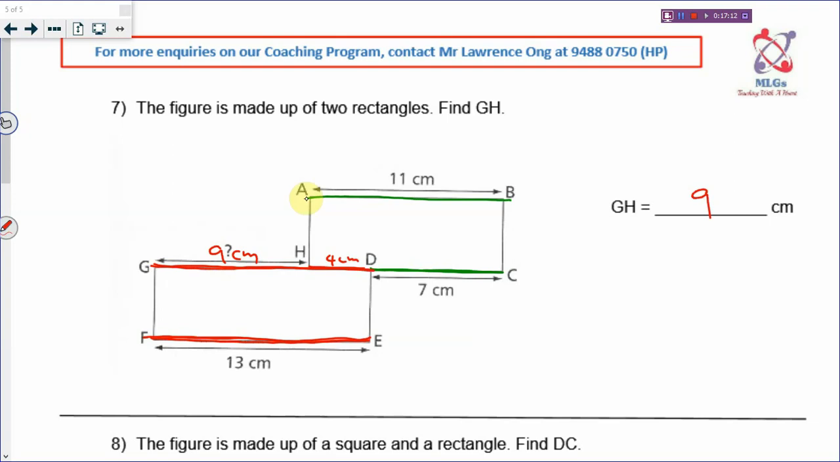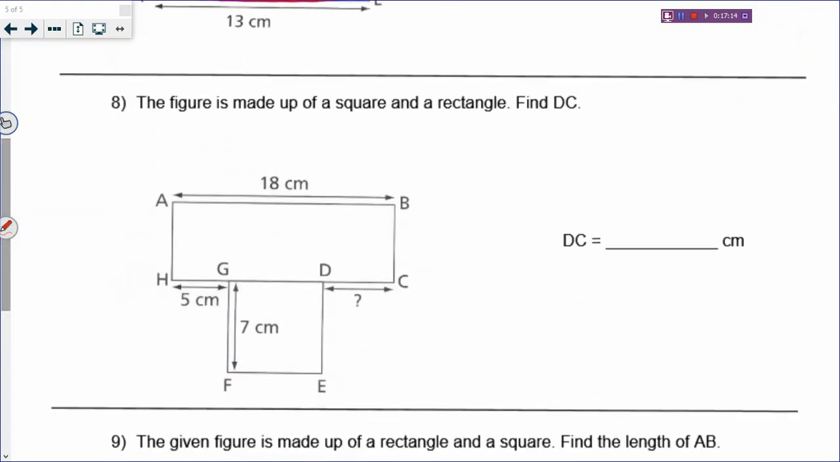Okay, now let's go to question 8. Okay, now you have a square and a rectangle. So how do you find the question mark? All right, so the square has all sides equal, right? All sides equal. That's the property that we learned. So here is 7. Alright, and then opposite sides of a square are equal, 7. And then this is 5. Am I correct? 5. So you look upwards, you can see there's an 18 on top, right? 18.